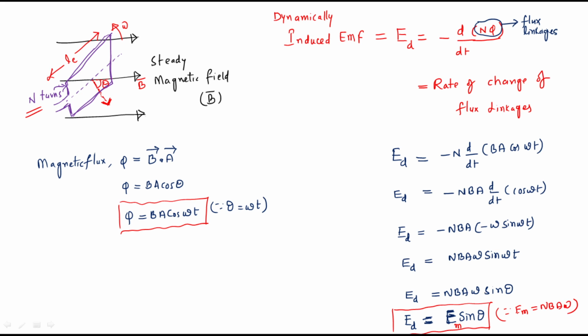Why is it maximum? When theta equals 90 degrees, ED equals E max, right? This is the magnitude of dynamically induced EMF. Okay, let us say this is method 1.